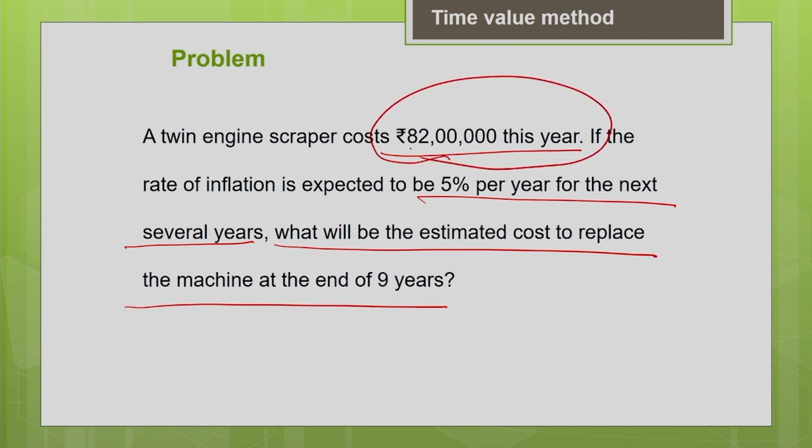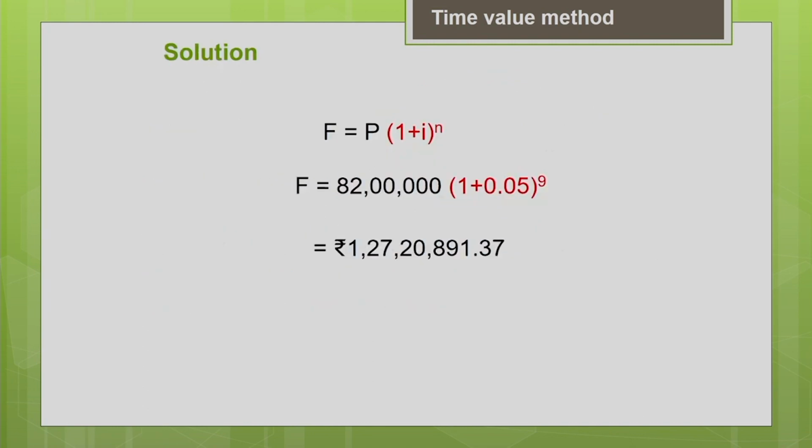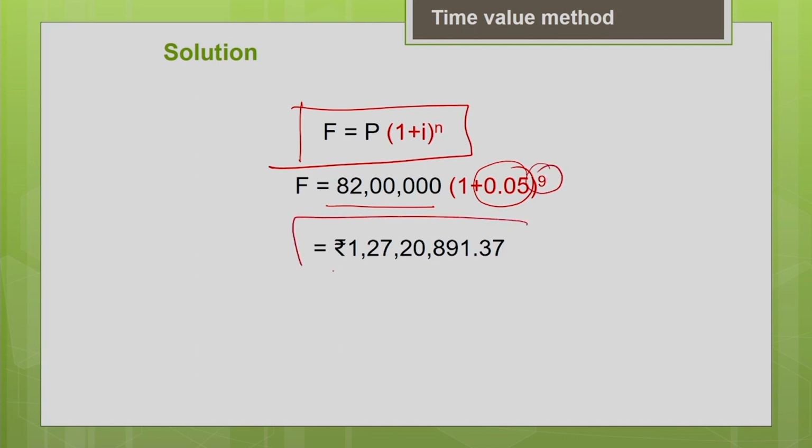I need to know the future value of the equipment at the end of 9 years. So I can use the same single payment compound amount factor, F equal to P into (1 plus i) per n. I need to know the future value of the scraper. I know the present value of the scraper. I know the rate of inflation. Instead of interest rate, I am taking rate of inflation here. The life of the machine is 9 years. So it helps you to calculate the future value of the machine.